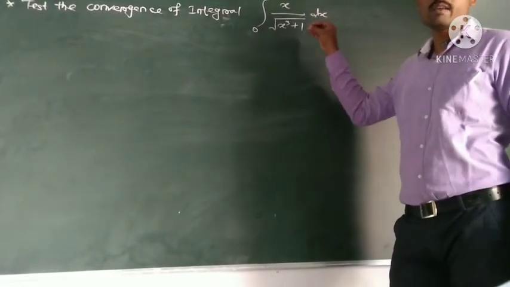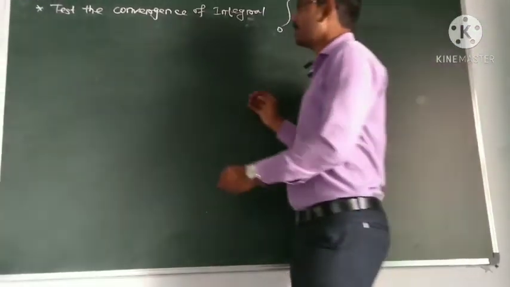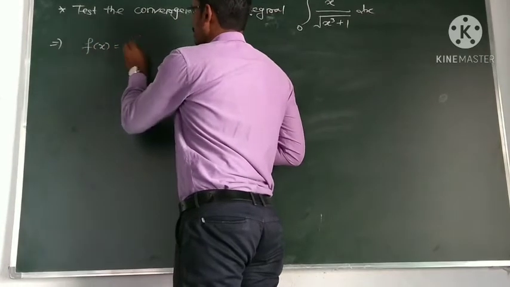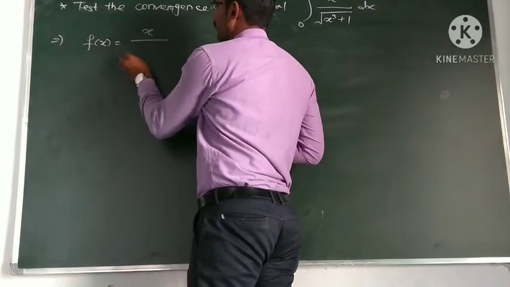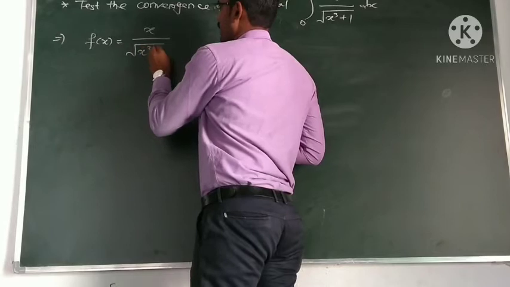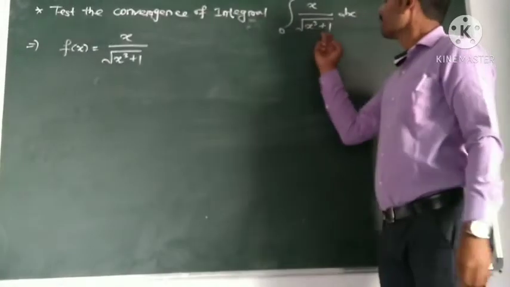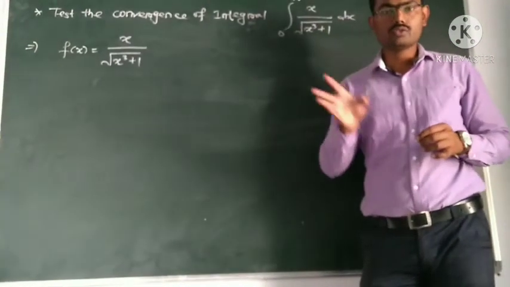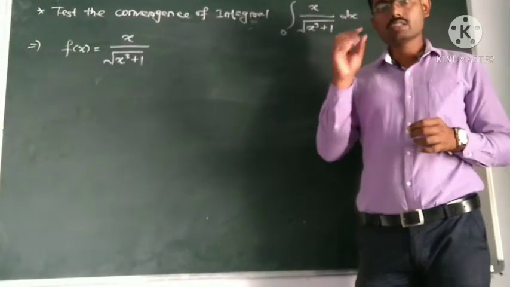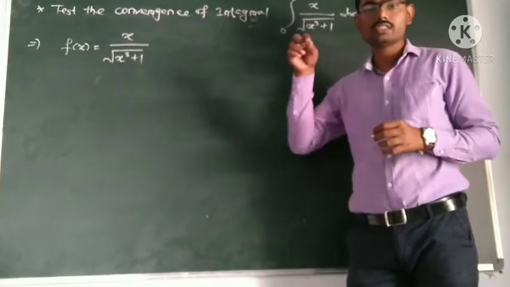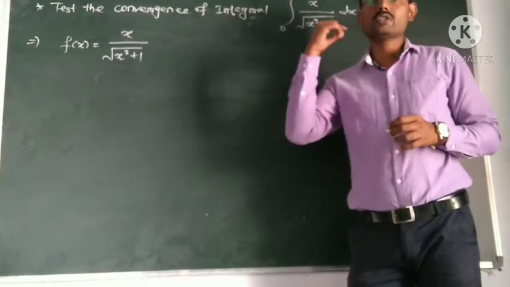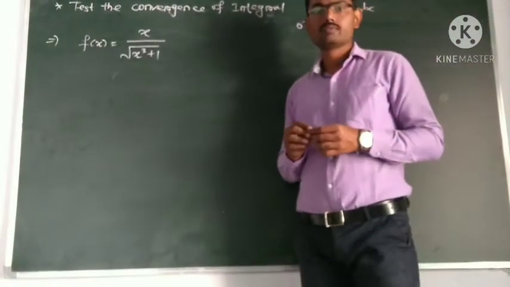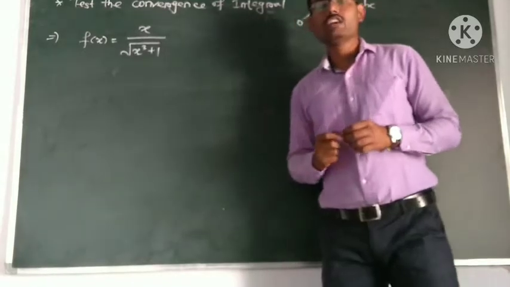We will give it the name function f. So the function f of x is x upon square root of x cube plus 1. This is our function f. But for comparison test 2 or the quotient test, we need another function g, and we have to take the limit of the ratio of functions f and g. So we will find the function g.